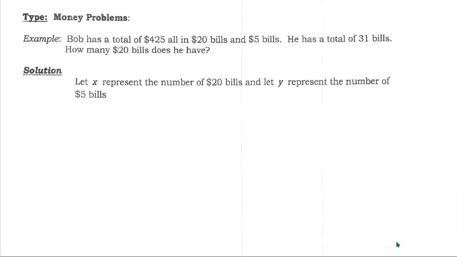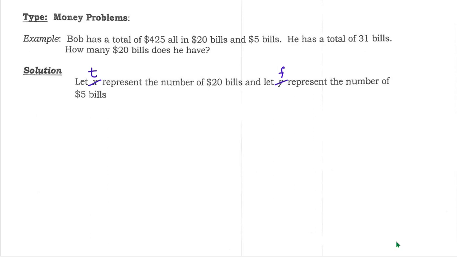I'm actually going to change the variables. I don't love X and Y for word problems because X and Y don't have meaning to us. But if I take my $20 bills and call it a T, T for 20, and then the $5 bills, I'll use an F, F for 5, then when I'm working with T's and F's, when I get my solution, I'll know what they represent. So he has a total of $425 and he has a total of 31 bills.